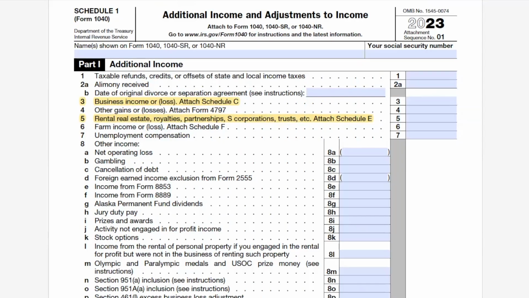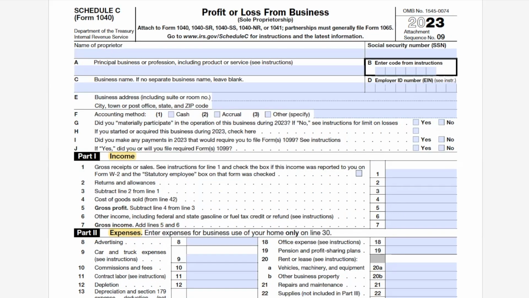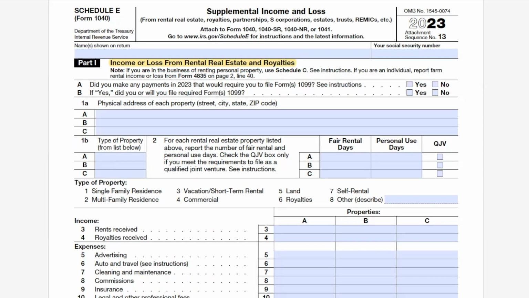The most common forms of additional income on Schedule 1, Part 1 come from self-employment, flowing from Schedule C, and rental real estate from Schedule E. Here is Schedule C, which reports gross income, total expenses, and net profit or loss for self-employed businesses. And this is Schedule E, which reports income or loss from rental real estate, partnerships and S corporations, and estates and trusts.